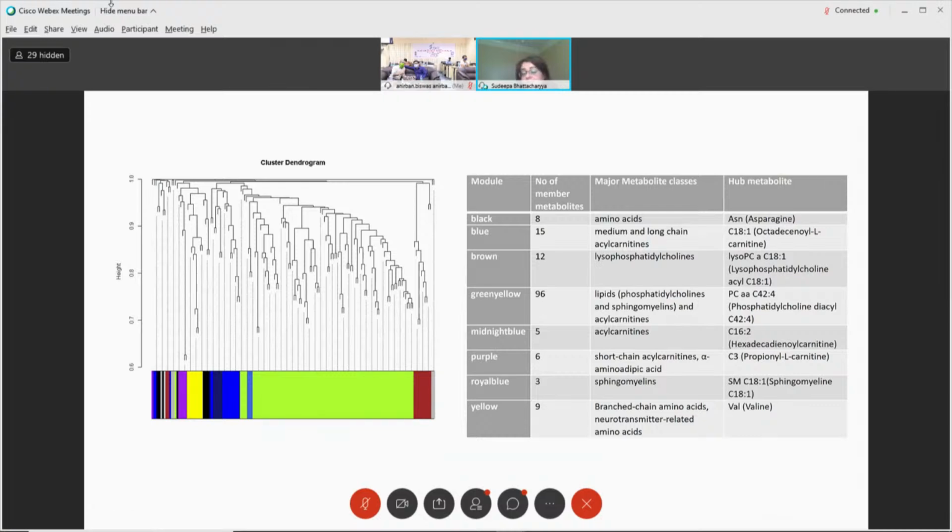So we found 8 different clusters. Each of the clusters is represented in colors. And each of these clusters or modules consisted of several metabolites, and these hub metabolites are mentioned here. The purple module was the topmost module, which showed potential as a state marker panel for the disease, because the metabolites showed strong inverse association with depression levels. And the hub metabolite was C3, or propionylcarnitine.